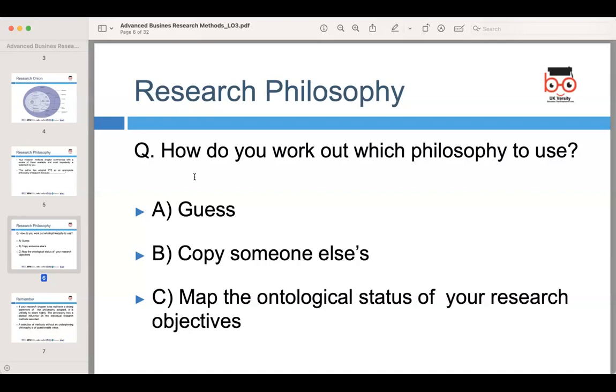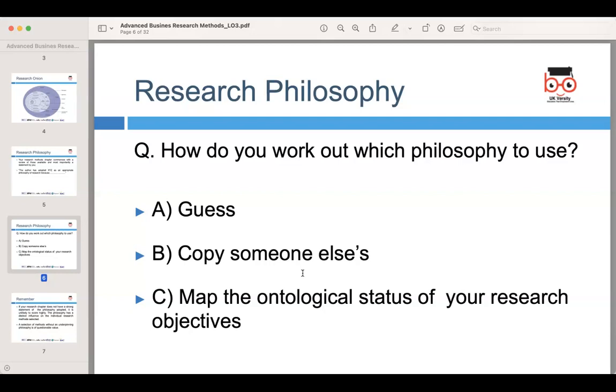So let's examine them one by one. The first one is guess, then copy someone else. The third one is map the ontological status of your research objectives. The first one, which is A, is to simply guess.